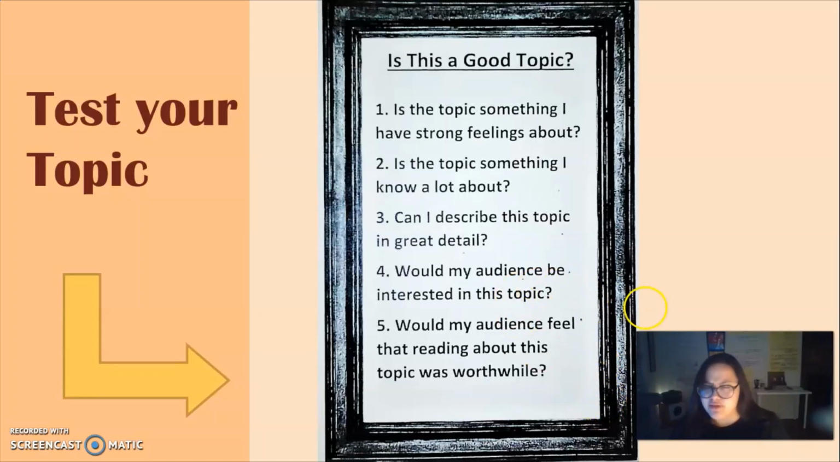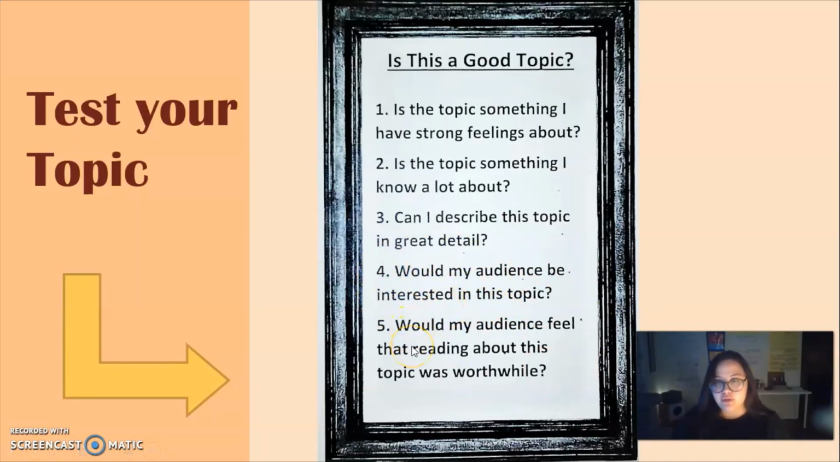So you're never too old to learn something new. Even though I wasn't super familiar with it, I was still interested because it was something I didn't know about. So definitely keep number 4 in mind when you are choosing your topic.